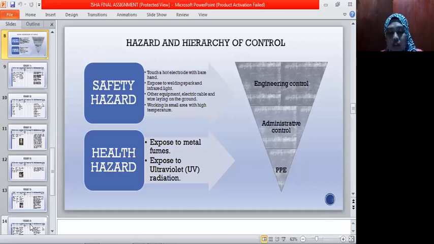For control measures to overcome these risks towards all workers in these enterprises, we have used engineering control, administrative control, and PPE.